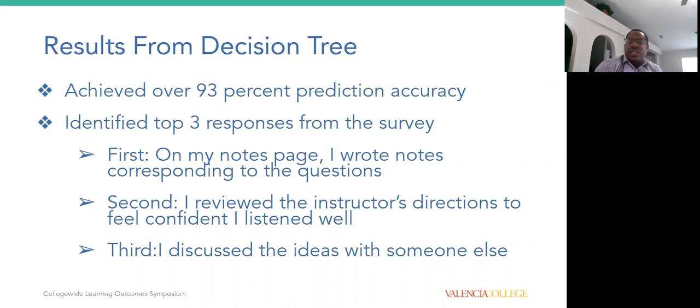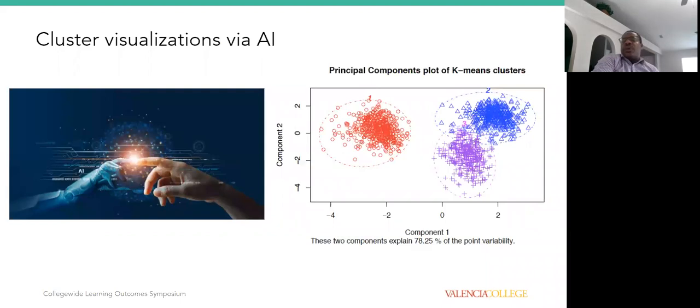And so those were the three most important questions from the survey that affected the students' final grade prediction. Now, we have to be really clear here: we're not saying that if the student did these three things, they got an A. Let's be clear there. We're just saying somehow the algorithm said these were the three most important questions it used in determining the student's grade. Okay, so that was pretty cool.